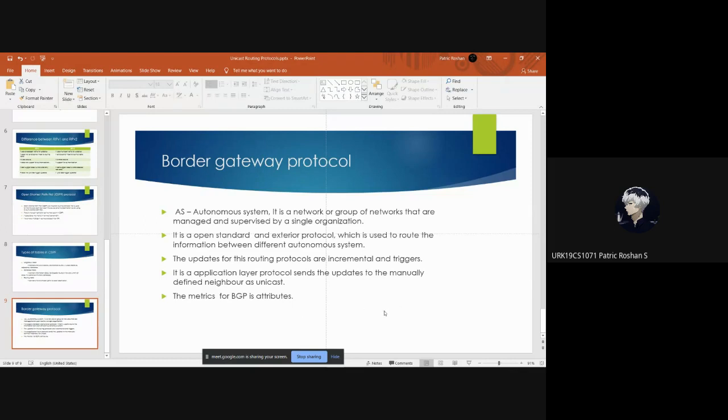The metrics for Border Gateway Protocol are attributes. So these are the things we see in Border Gateway Protocol. And this is the end of my presentation. Thank you.